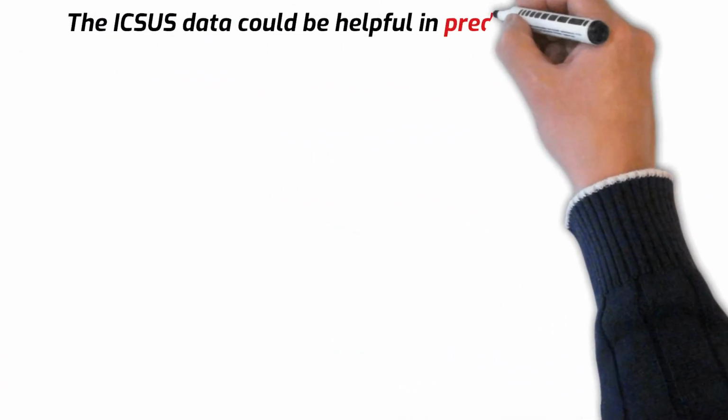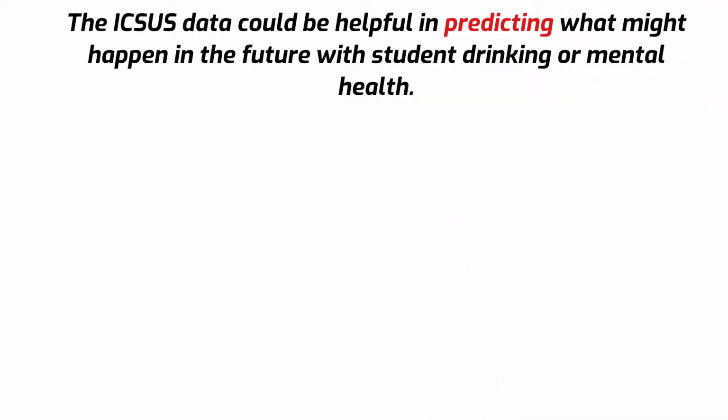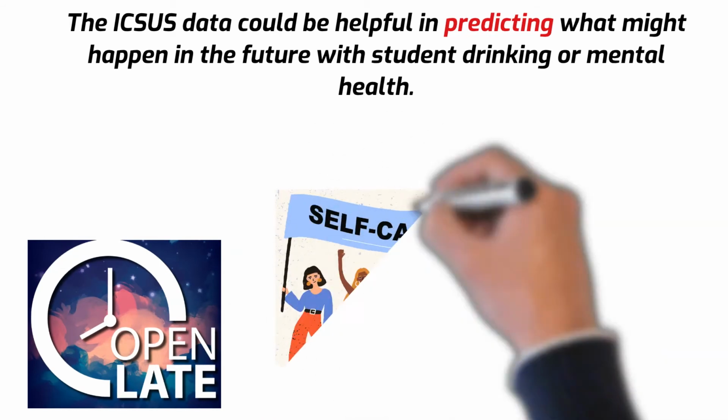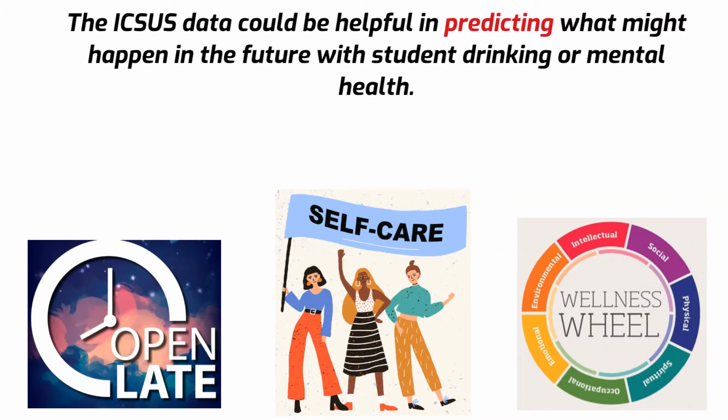The ICSUS data could be helpful in predicting what might happen in the future with student drinking or mental health. If there has been an increase in the ICSUS data with students reporting that they have had 3 or more days a week when they have felt sad or anxious, you could predict that it is likely that there will be an increase on the next survey. Knowing that is highly likely, you may plan to enhance the services you will provide to students by extending the hours of the counseling center, increasing awareness campaigns about mental health, and providing additional mental wellness activities.